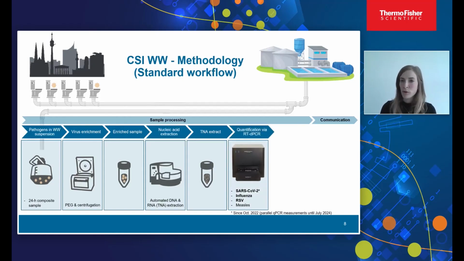Since all of the viruses we're tracking on a regular basis are RNA viruses, we do reverse transcriptase dPCR. For all the viruses on the list, like SARS-CoV-2, influenza, RSV, and measles, we use digital PCR. However, back when we started, we only had a qPCR, so at the beginning we only did qPCR measurements. Then when we got the dPCR device in 2022, we started to do parallel measurements for quite a while. And in July last year, we decided to totally switch over to the digital PCR device.